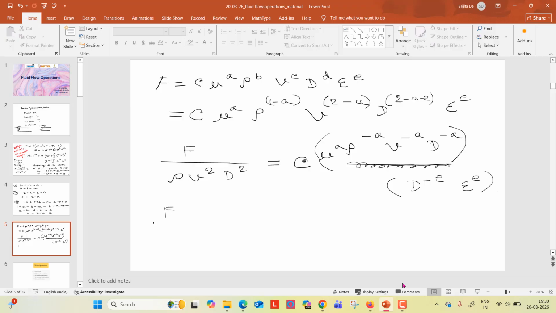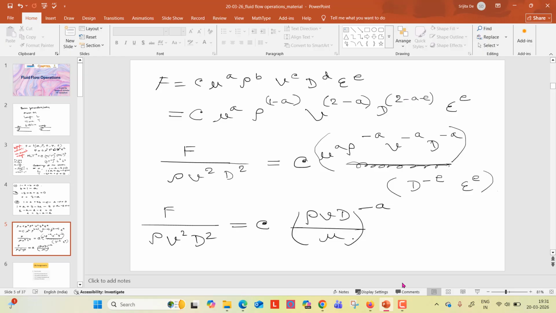Now what we can write, f by rho v square d square equals to c into, so it will be rho vd by mu to the power minus a, right? So mu to the power a can be written as 1 by mu to the power minus a, right? Similarly, it will be epsilon by d to the power e. Now you are familiar with these two terms.